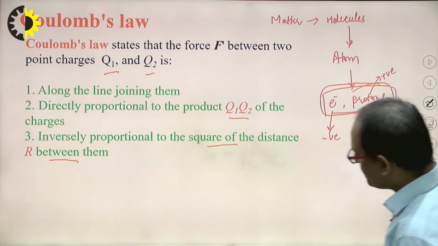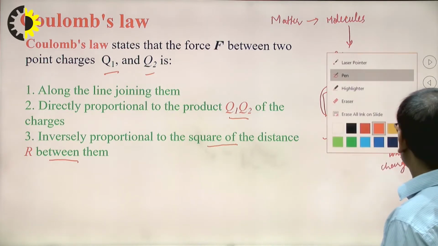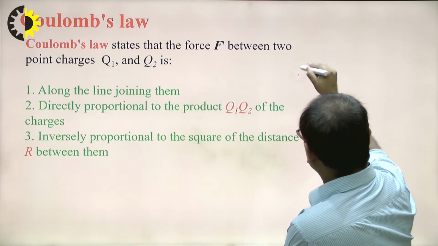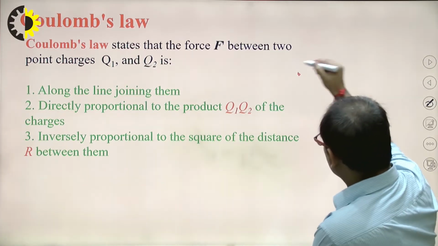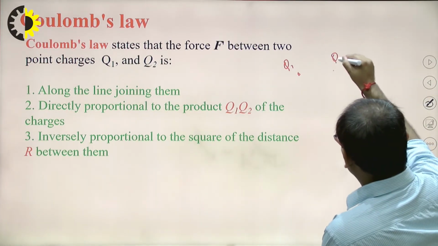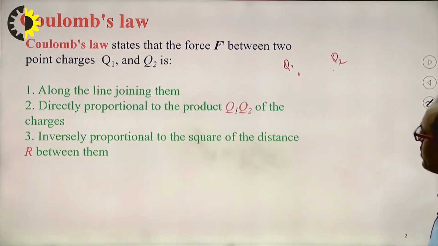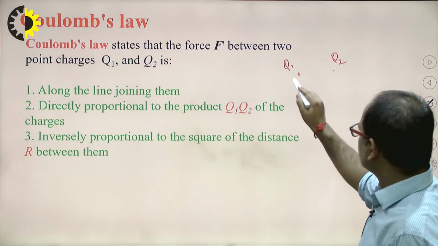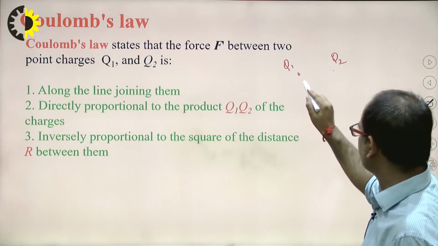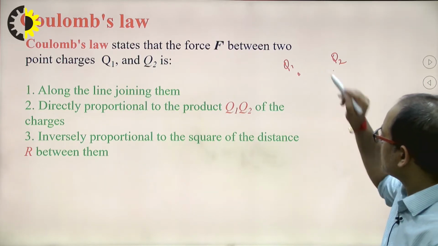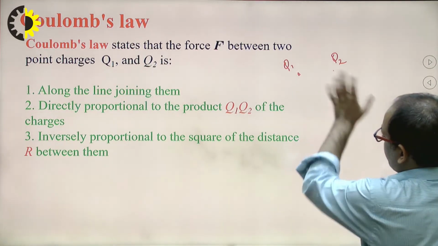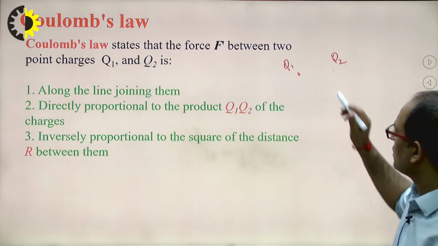Now if I say there are two point charges, the first is defined by Q1, and the second charge is denoted by Q2. If one charge is positive and the other is negative, there will be a force of attraction between them. If both charges are the same, positive or negative, there will be a force of repulsion.